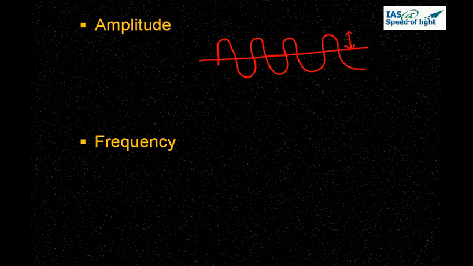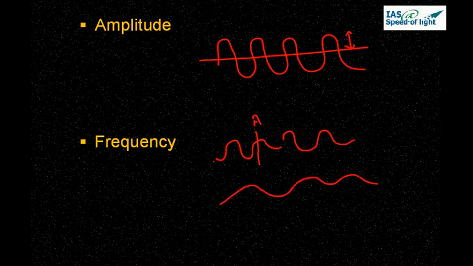Similarly, we have frequency. If this is a particular point A, the number of times the crest will pass this particular point becomes the frequency of that wave. Now if I say this is A and this is B, which has higher frequency? A has higher frequency, and B has less frequency, because a smaller number of times these troughs or crests are passing a particular point.